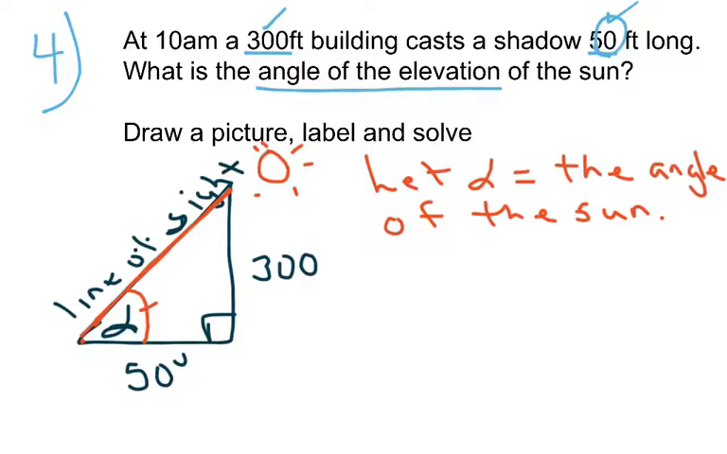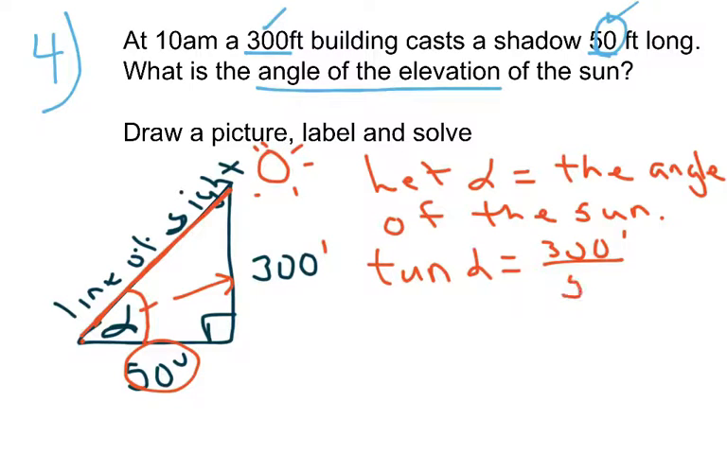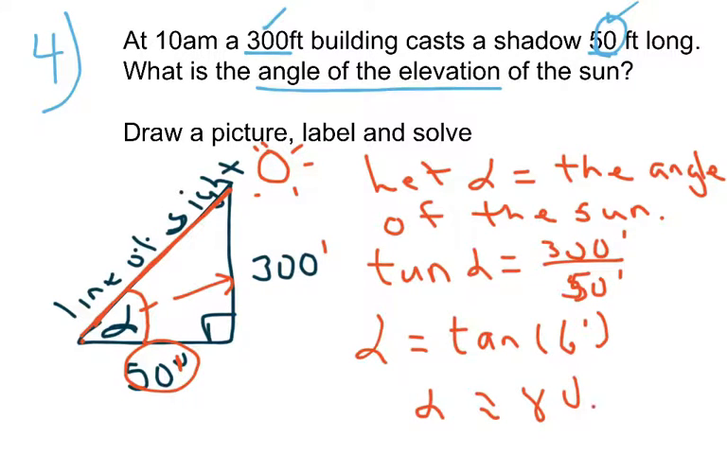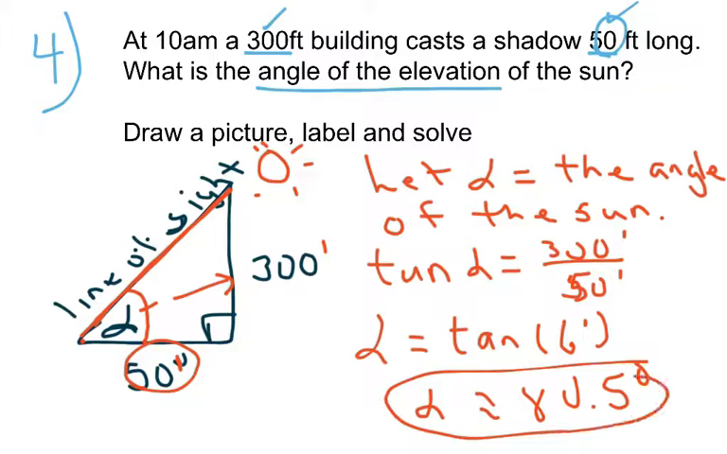So if we have alpha, we have opposite over adjacent. That would be tangent. So tan of alpha equals opposite, which is 300 feet, over 50 feet. Alright, so then we're going to find alpha. Alpha equals tan inverse of 6, as you reduce this, you get 6. So alpha is approximately 80.5 degrees. And that is the angle of elevation of the sun. Okay?